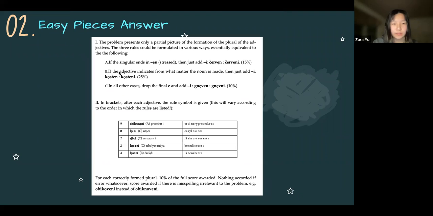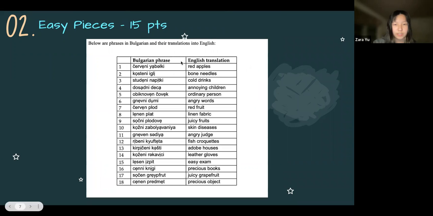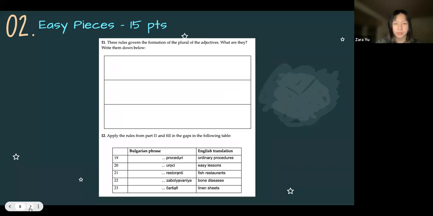The next one is if the adjective indicates from what matter the noun is made, then you also just add I. So they give you this example. They say bone needles. So you know that the needles are made out of bone. So they add an I here as well for plural.